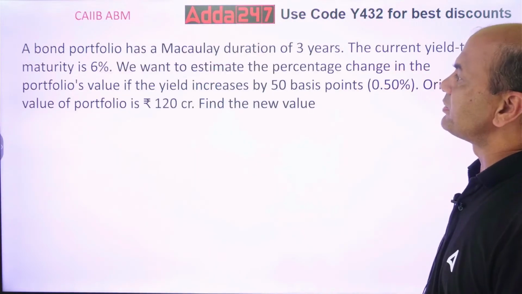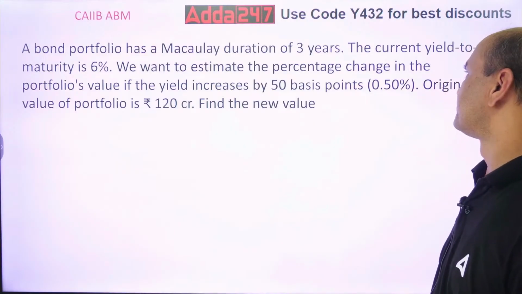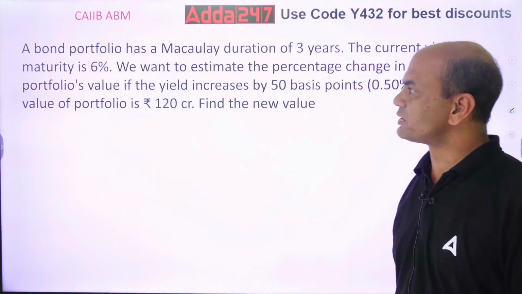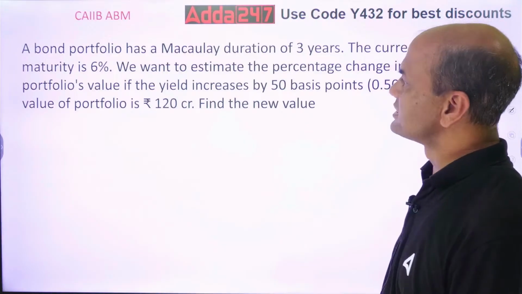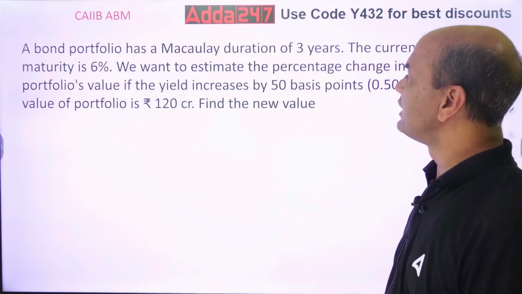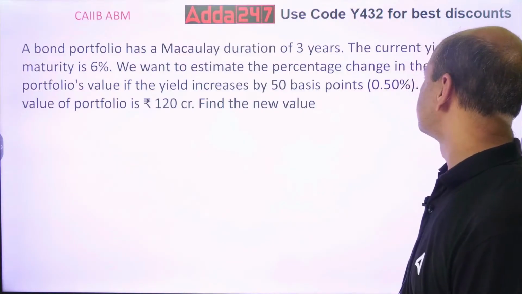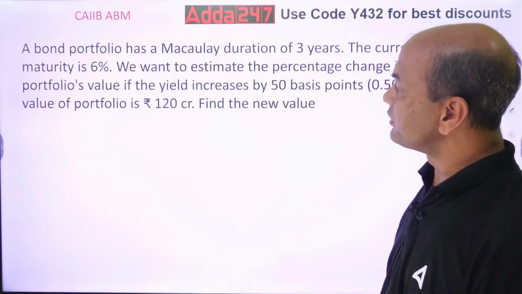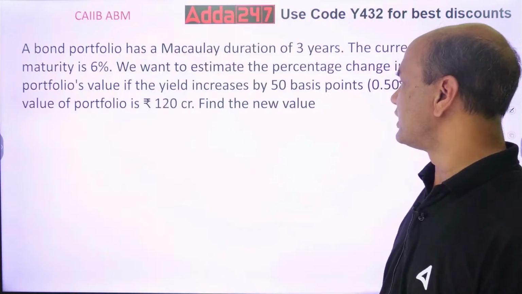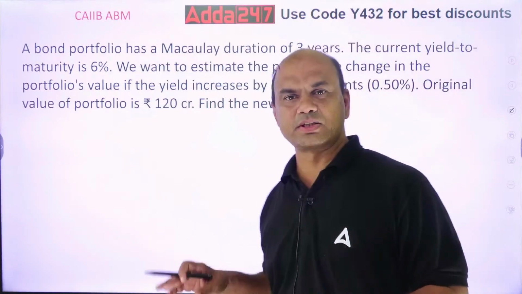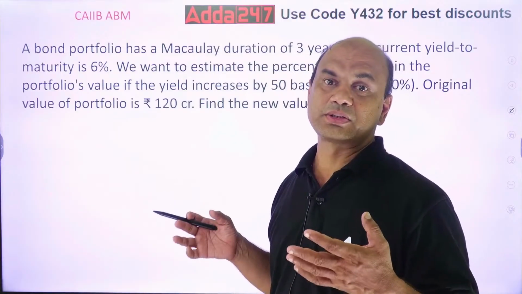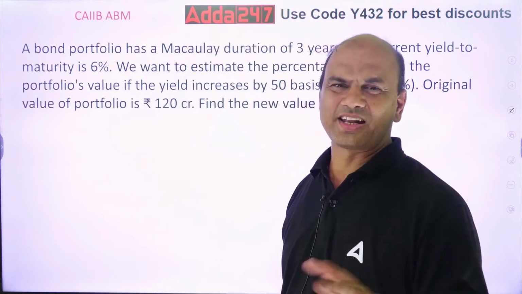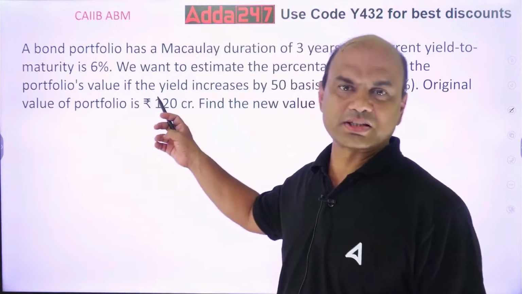A bond has a Macaulay duration of 3 years. The current yield to maturity is 6%. We want to estimate the percentage change in the portfolio's value if the yield increases by 50 basis points. Original value of the portfolio is 120 CR. Find the new value. So there are 2-3 questions involved over here. Very important one and, I would say, lengthy one also. Not that lengthy because Macaulay duration is already given.